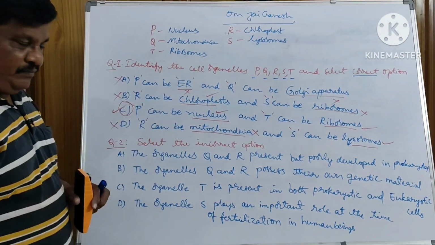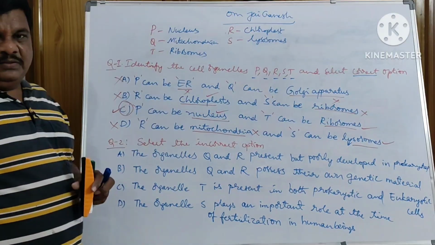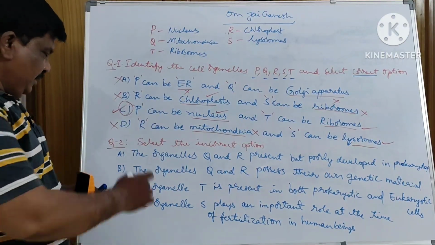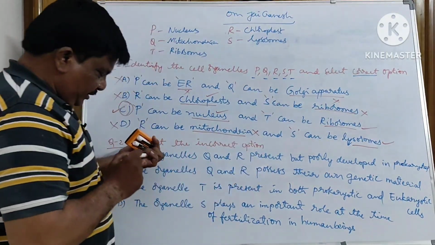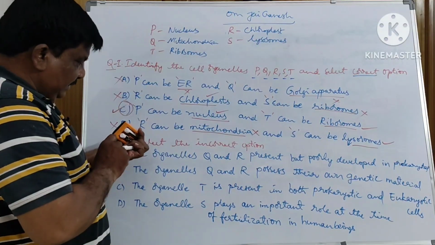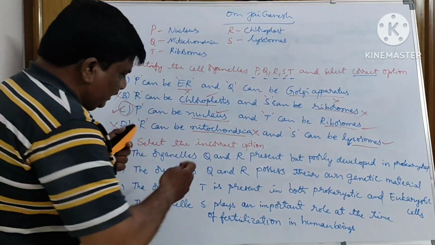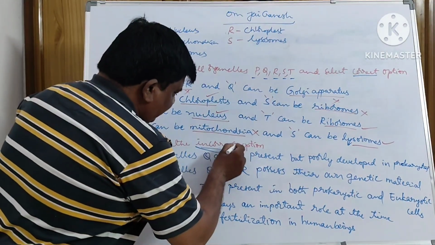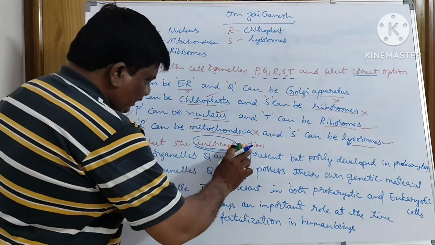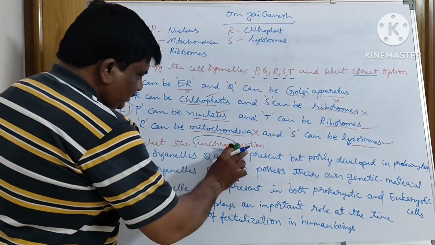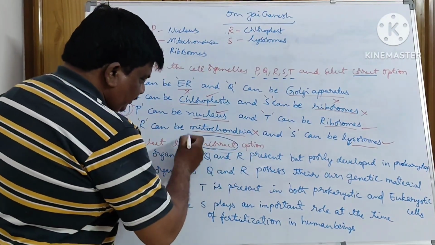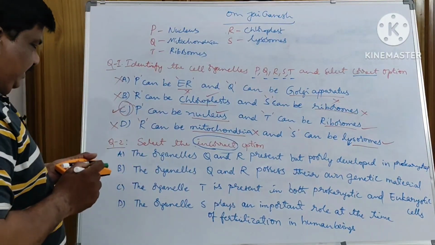Is it clear to all of you? So we'll go for the next question. Select the incorrect option. What did he ask? Incorrect option. We have to underline incorrect. Select the incorrect option. So let me see that.